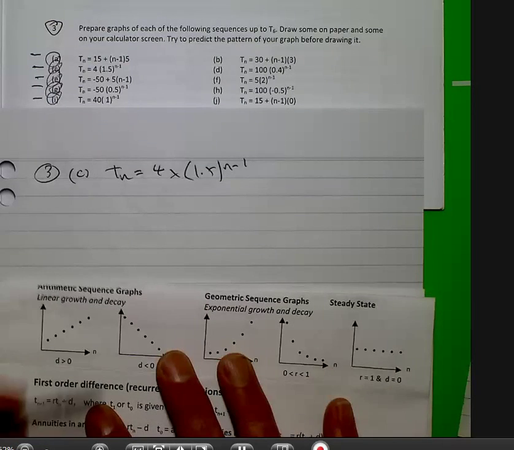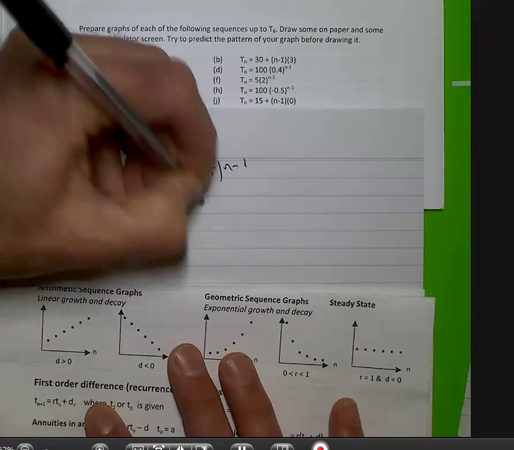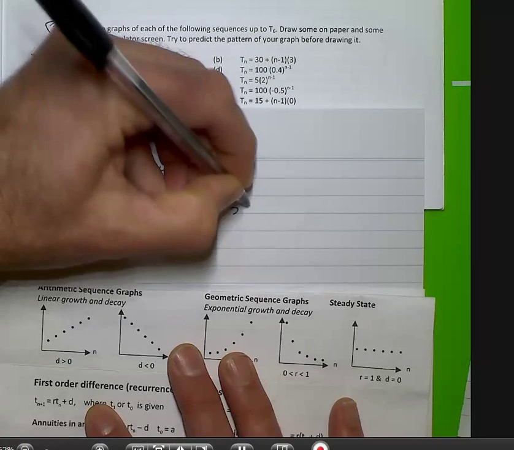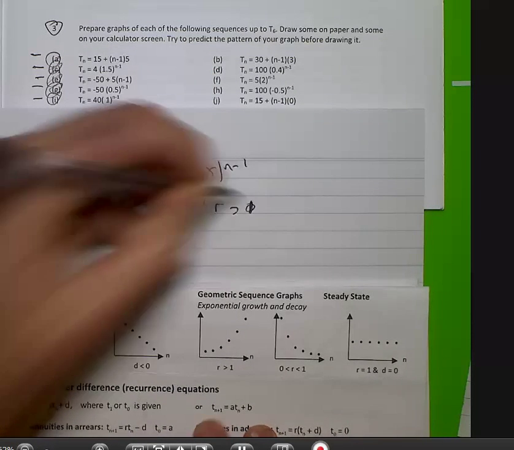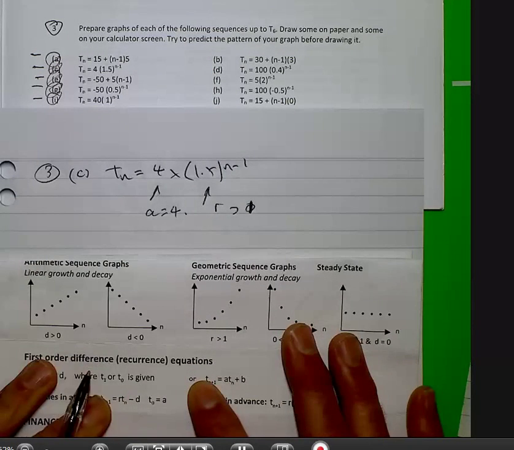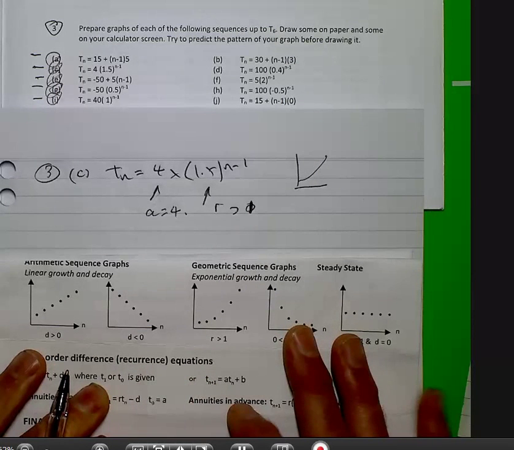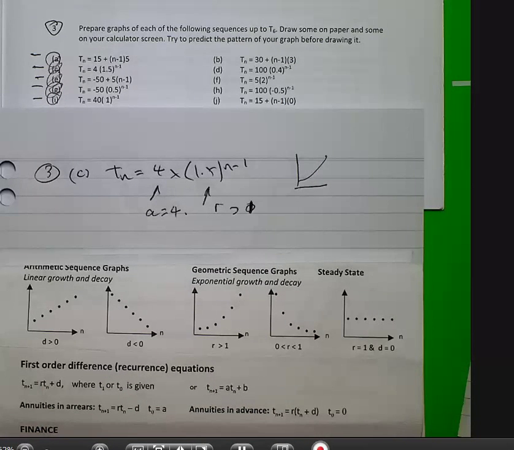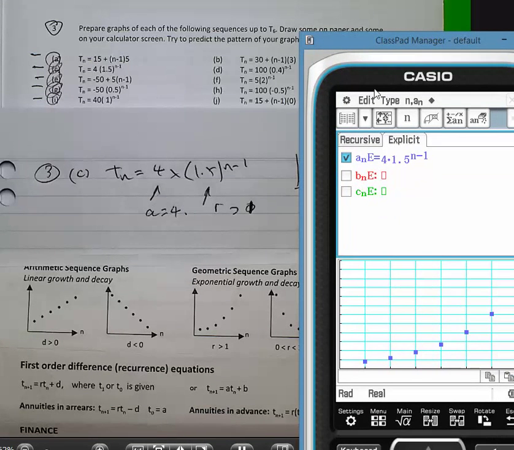In the case of C, we've got an A of 4 and we've got an R greater than 1. So we're going to see an exponential growth. So we'd expect a graph looking of the following form. So when I generate that on my calculator, putting that in, I would firstly normally generate my table.